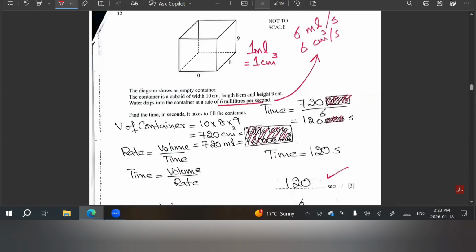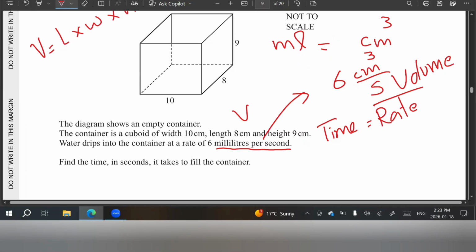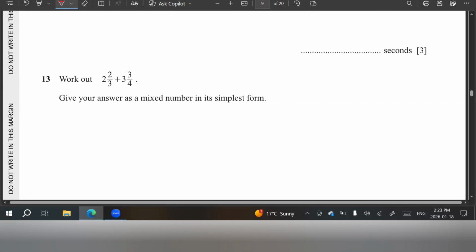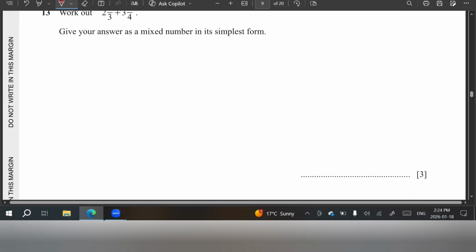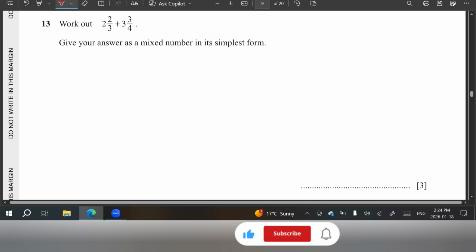The important thing is this concept, okay, that 1 ml is equal to 1 centimeter cube. It's a very, very important concept. Okay, so we have the next question, sir. The next question is question number 13, and it is of 3 marks.